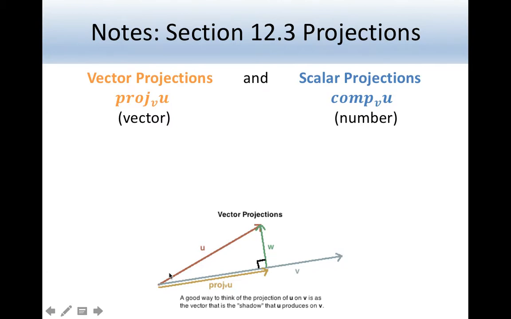All right. Next thing in this section is vector projections and scalar projections. Scalar projection is a number. Vector projection is an actual vector. So look at the diagram below.